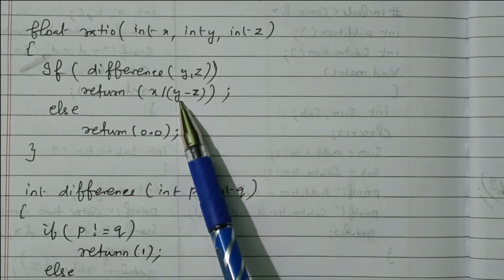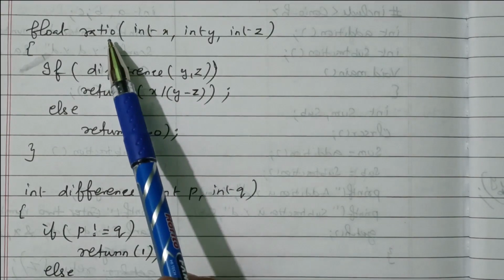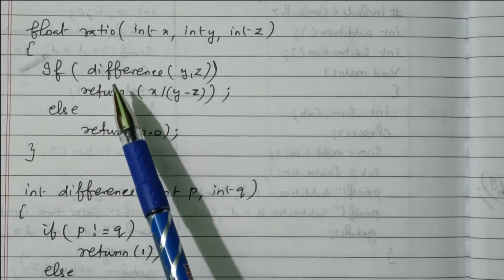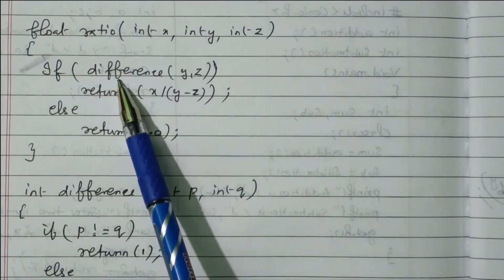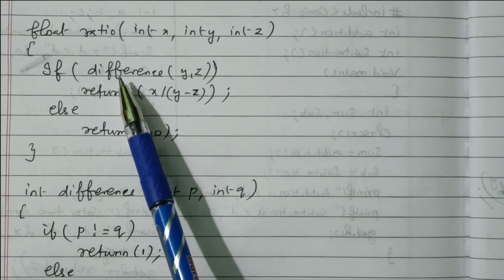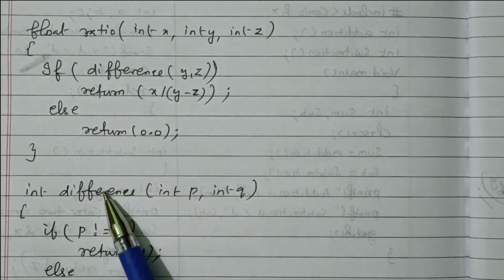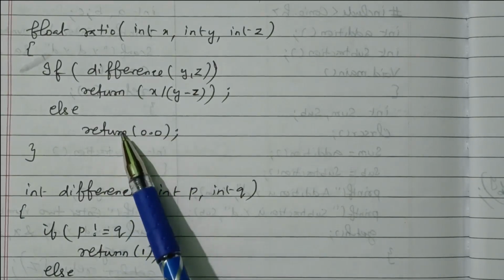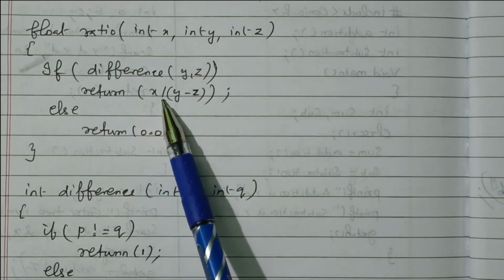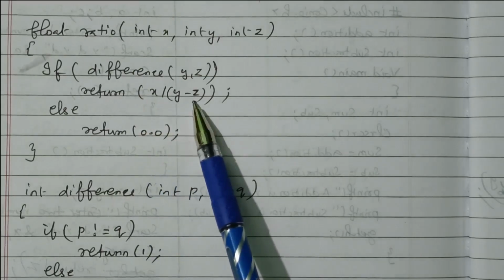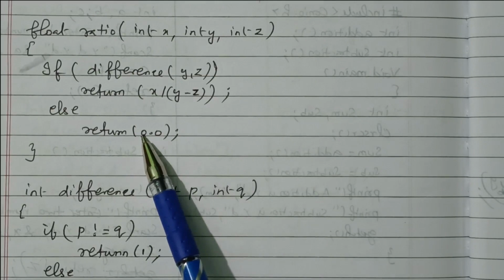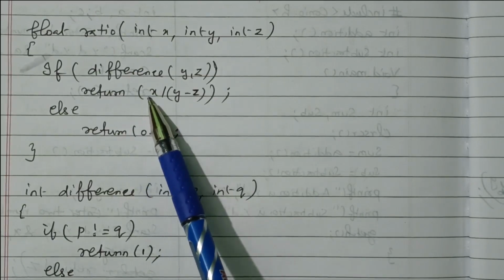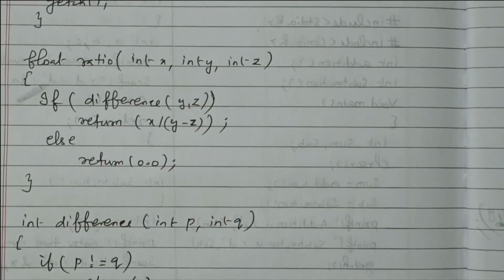So from the main program, the control is transferred to ratio. In the ratio function, we called one more function, difference. Then control is transferred to difference. This difference will find whether both are equal or not. Accordingly, it returns either 1 or 0. 1 means it will evaluate and return this expression. 0 means it will return 0. Right? So from here now control will transfer to the main program.